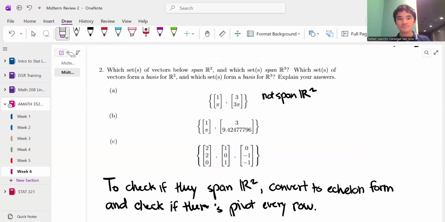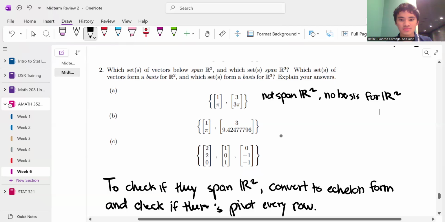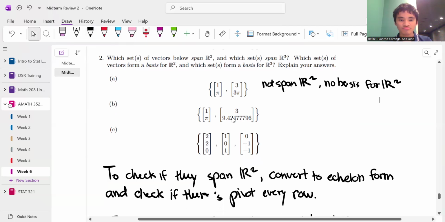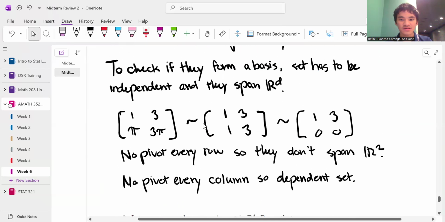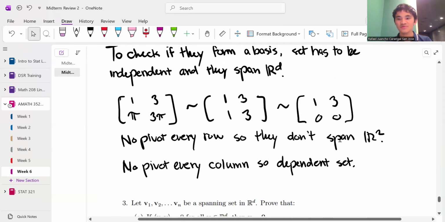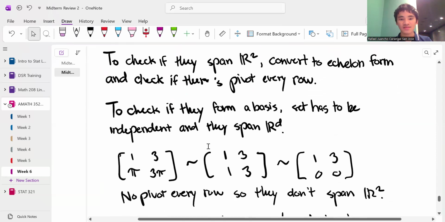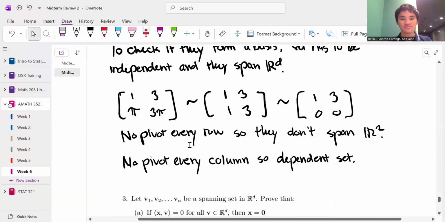Okay. So no span, no basis for R2. We can try these other ones, yeah, it's fine. But here, no pivot in every row, so they don't span R2. No pivot in every column, so it's a dependent set. And so they don't form a basis.